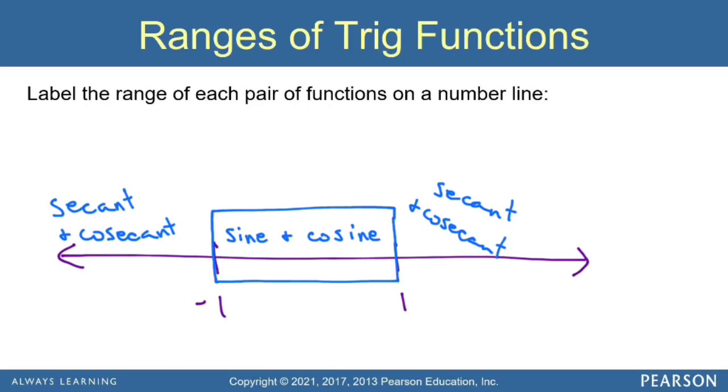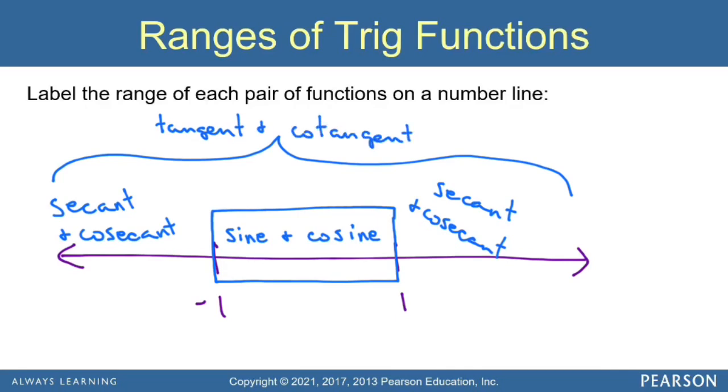And then for tangent and cotangent, they can exist anywhere on the number line. So again, sine and cosine only inside the box, secant and cosecant only outside the box, but then tangent and cotangent anywhere, either inside or outside the box.